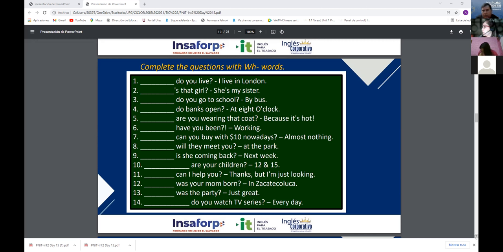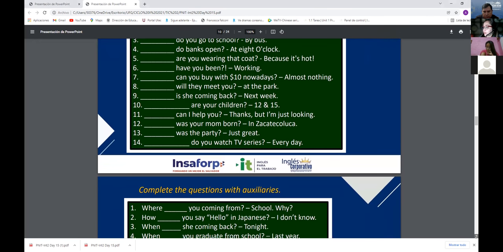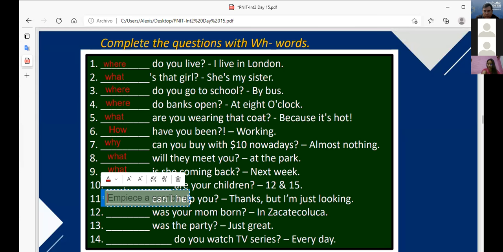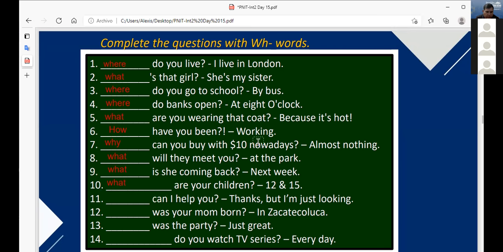Okay, the second activity. Complete the question with auxiliaries. Number one, where are you coming? Which también. Por eso digo yo, which. No, porque no va con which. Aquí colocamos which, ¿ve? Tendría que ir con who. How? Bueno, sí. How.